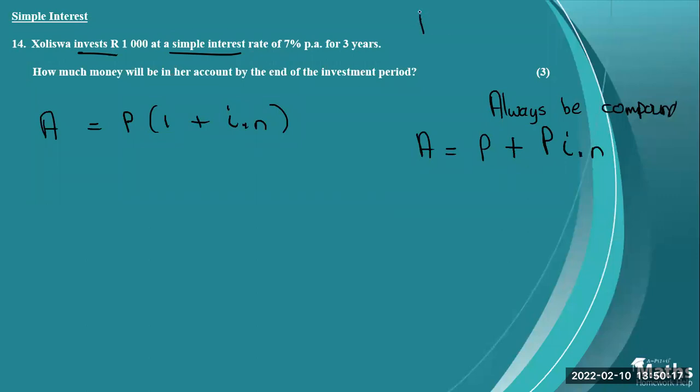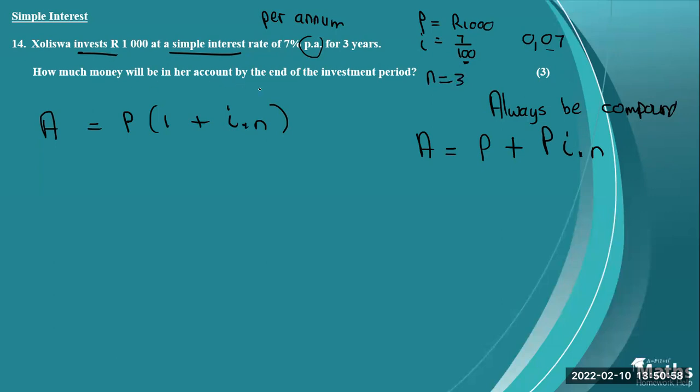So that means the P is going to be 1,000 Rand. That's the principal amount that she's going to invest. The interest is going to be 7% PA. PA means per annum, so that just means it's per year. You can either write it as 7 over 100, or you can pop it into the calculator and that will give you 0,07. Because there's 2 zeros, there must be 2 places after the comma. For 3 years, that means your N is 3.